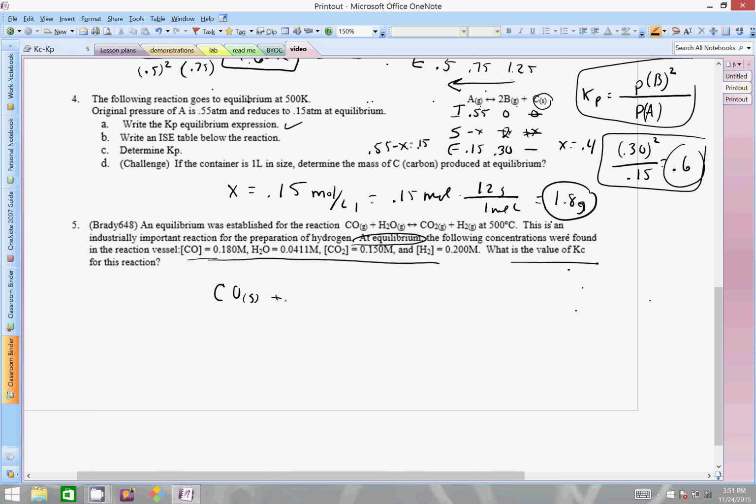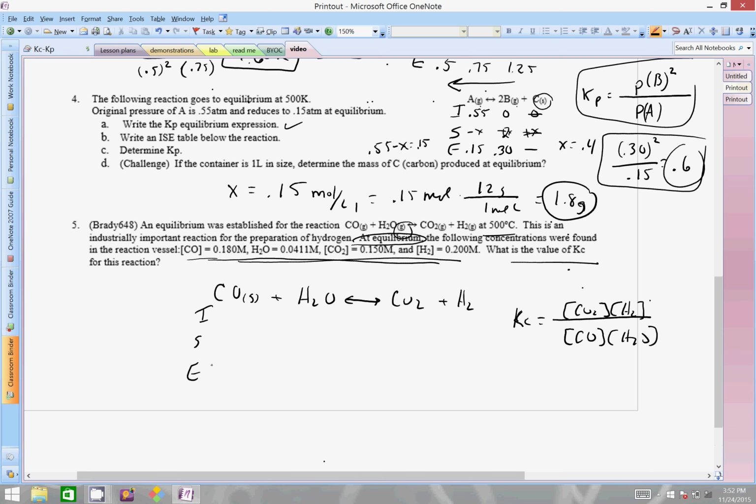CO gas plus H2O yields CO2 plus H2. All of these are gases, right? But we're using concentrations, so we're doing a Kc. Kc is equal to the concentration of CO2 times the concentration of H2, over the concentration of CO times the concentration of H2O. Notice that we have water as a gas at this point, at high temperatures, I guess. And they simply give initial, stoichiometric ratio, equilibrium. They give us the concentrations, which we just simply plug in here.